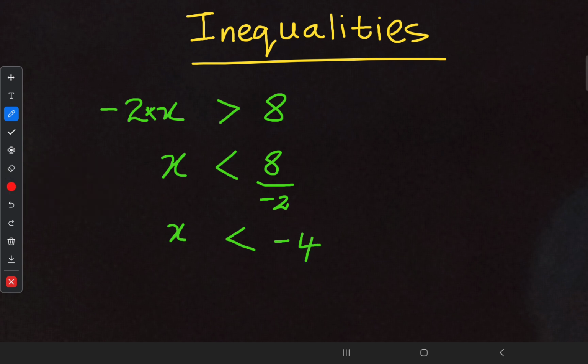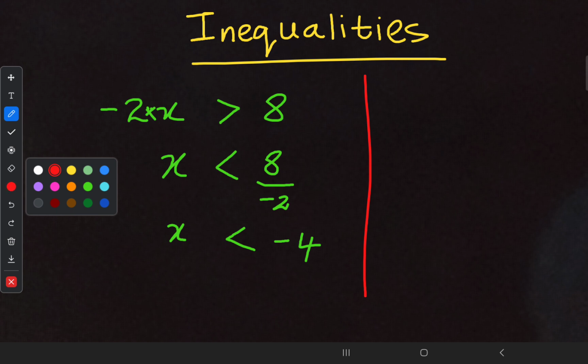What happened here? The negative number was multiplied by x. When we took that as a division, if we deal with negative numbers to divide or multiply, in those instances the inequality will change to its opposite direction. Let's do one more example with negative multiplication.